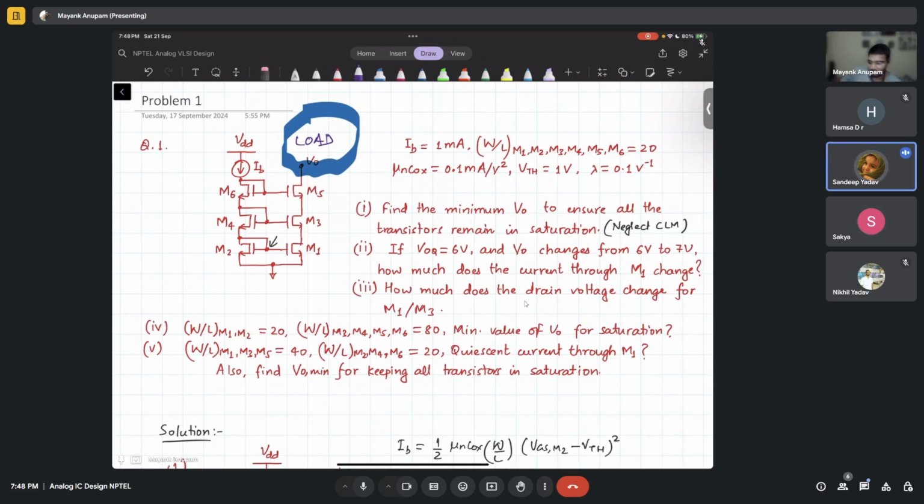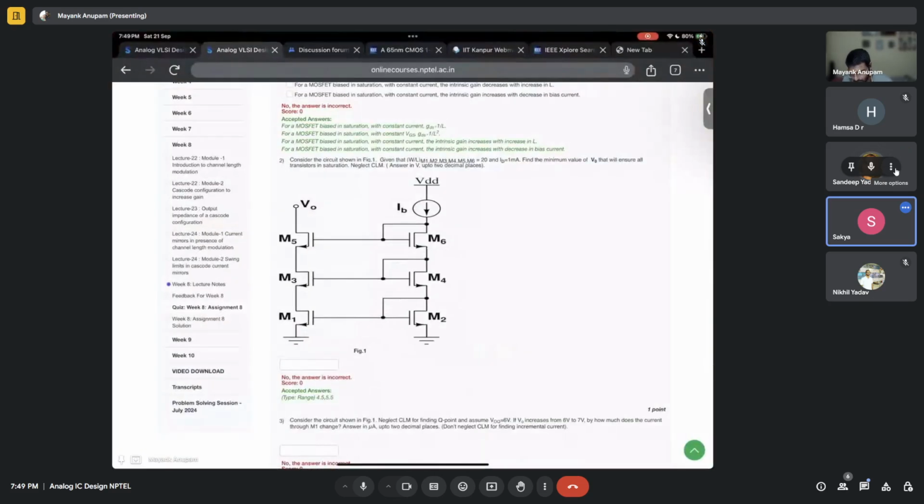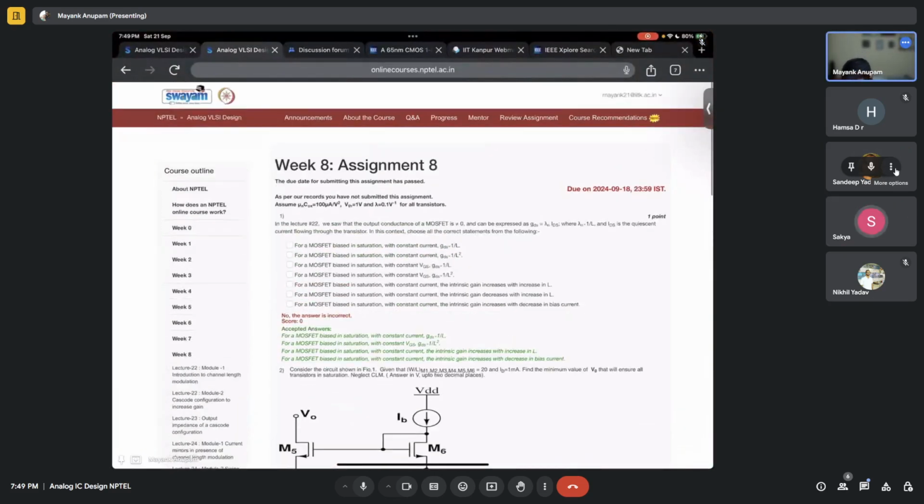Mayank, I have a doubt. The assignment number 8, the first question, the part about biasing in saturation with constant voltage and constant current. Constant current I understand, but the constant voltage calculation you provided in the solution, I did not understand. What is the question here?